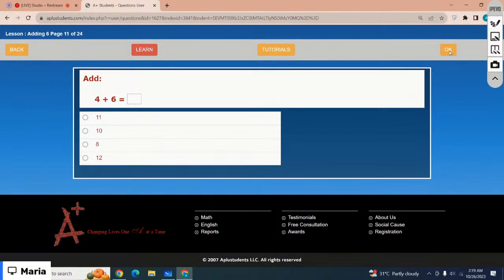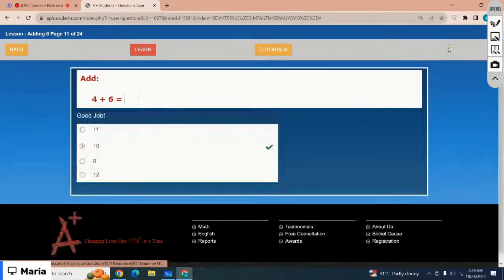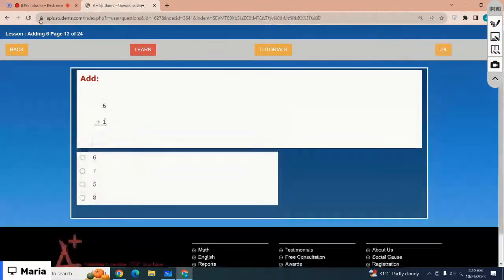Okay, the next one is 6 plus 4. So which is the correct option? The correct option is 10. 6 plus 4 makes 10. Very good. Okay, you can complete the lesson by yourself later today. Let's just move on to the next lesson.